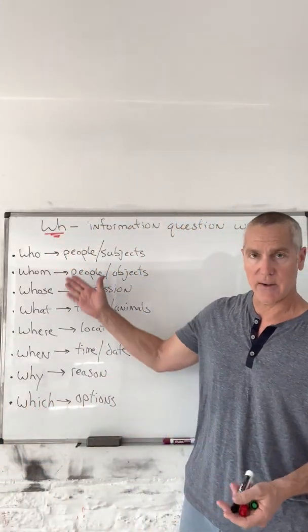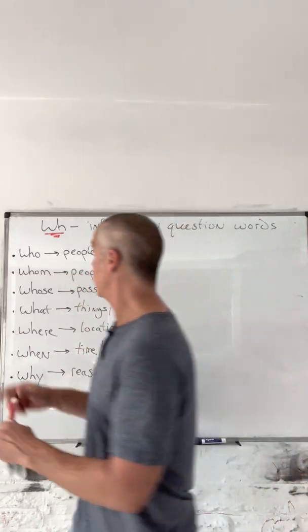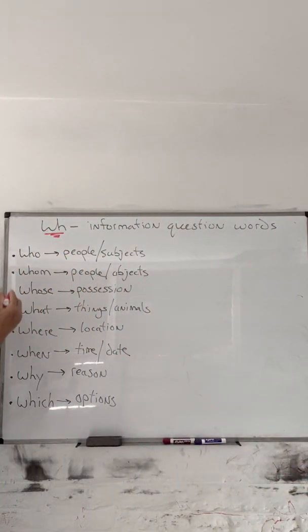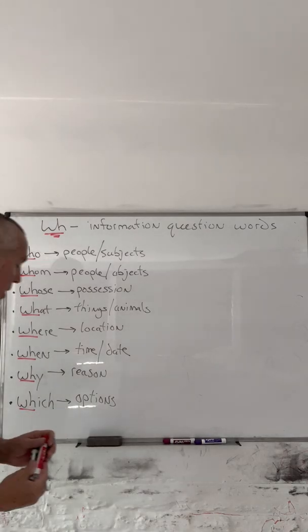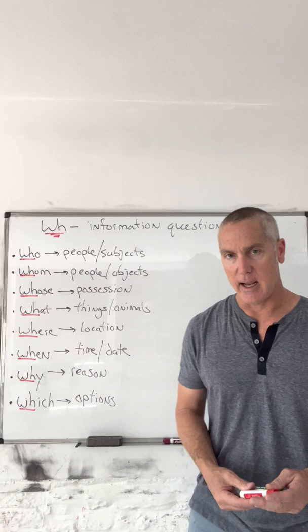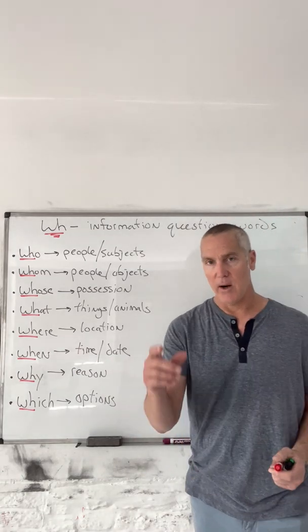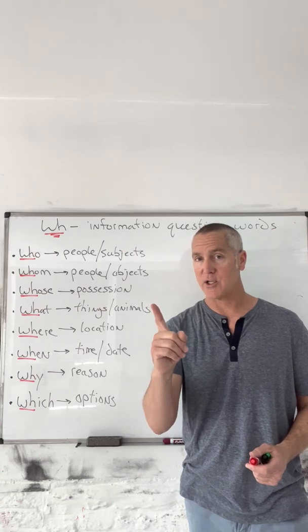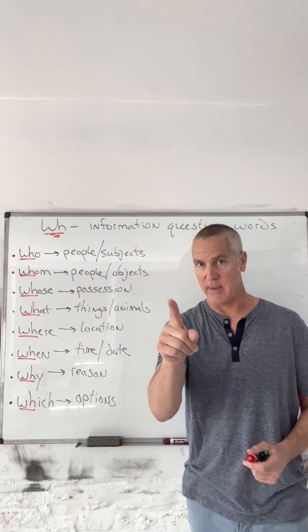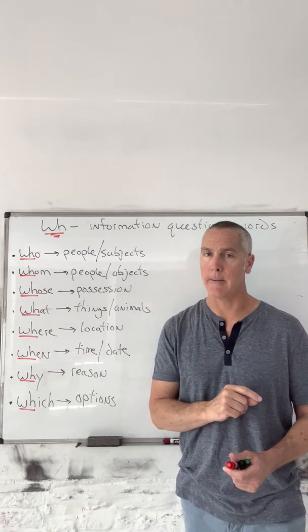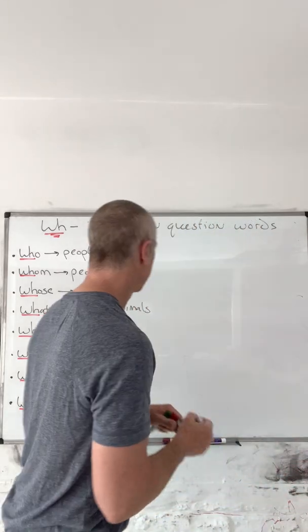These are the fundamental, and again, WH information question words, because they all begin with WH, as you can see right here. And they are who, whom, whose, what, where, when, why, and which. Those are the information question words. Now, there is one more question word. You know it. Maybe you're already thinking, this one.